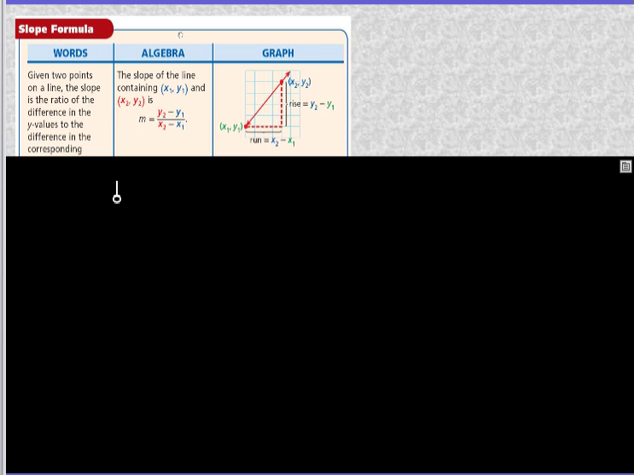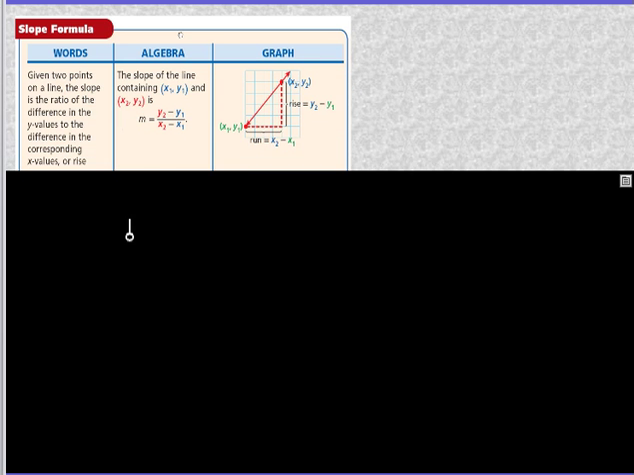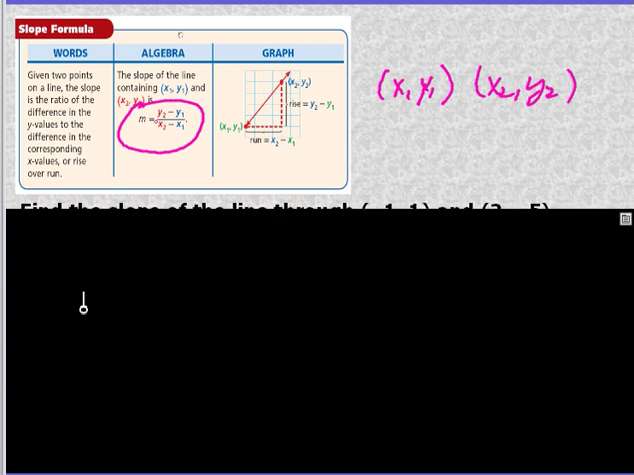All right, calculating slope. So remember, this is really all you need to gather from this slide. We know that slope is rise over run, so it's vertical change over horizontal change. If you have 2 points, x1, y1, x2, y2, it's going to be y2 minus y1 over x2 minus x1.